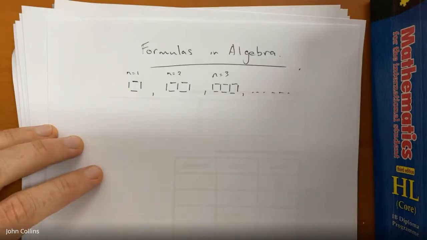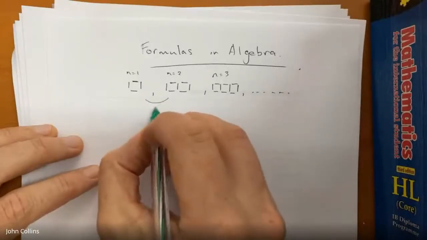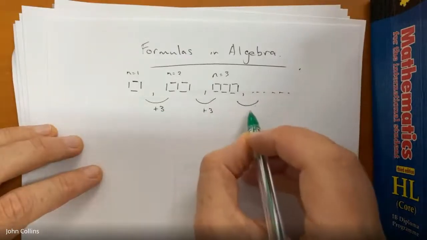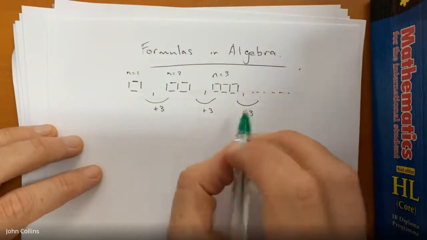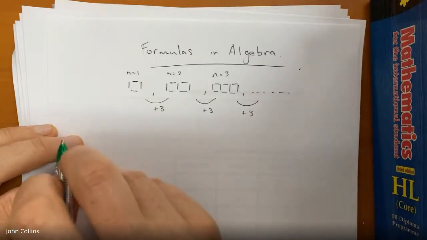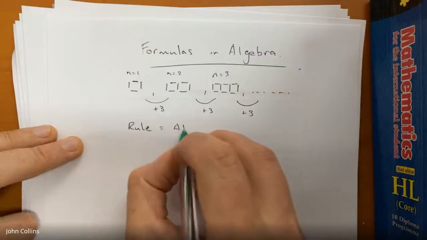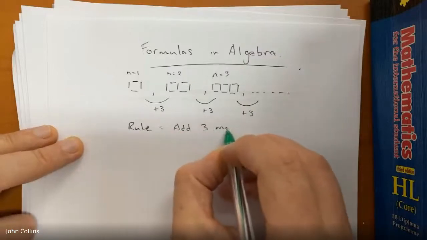All right. So can anyone tell me what the rule is for this pattern? What's the rule? In other words, how many matches am I adding each time? 3. Thank you. So there's an additional 3 matches each time. The next one would be adding another 3 more. Okay, that's called the rule. It'd be add 3 matches.